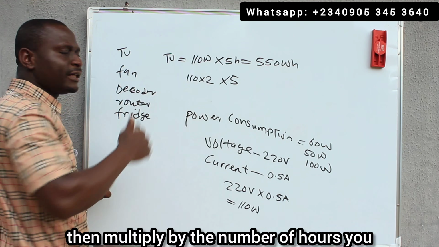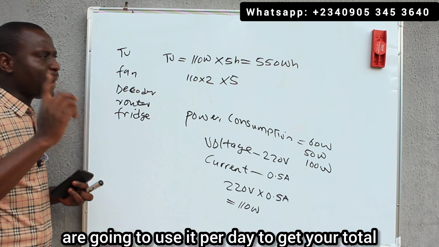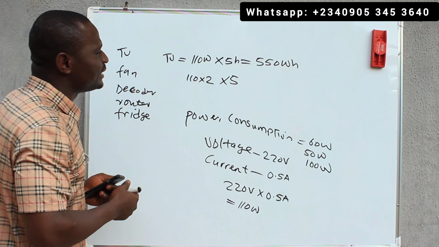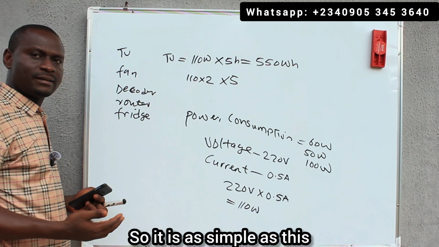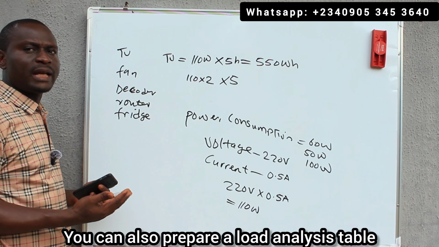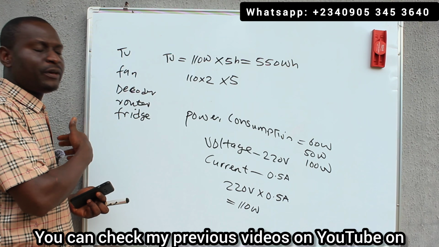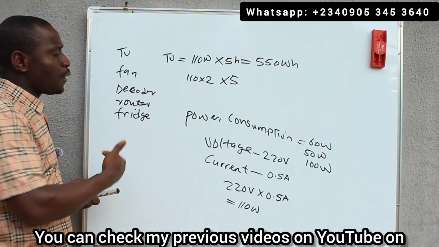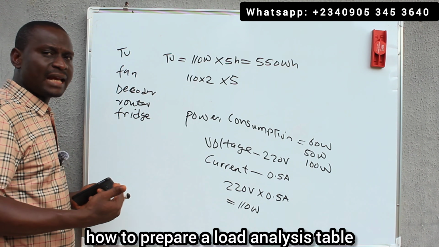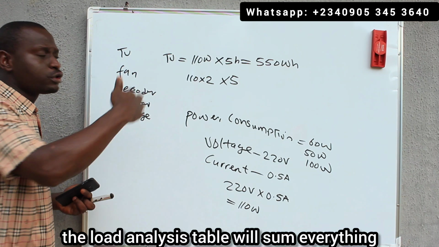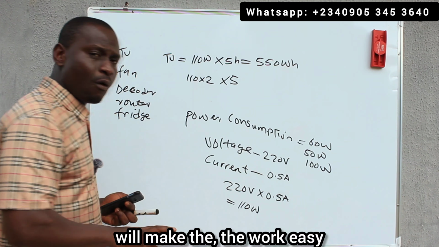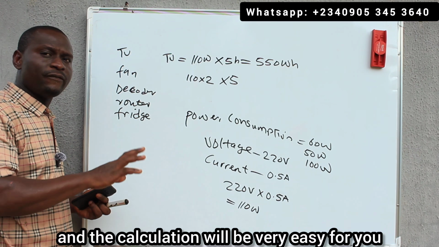Then multiply by the number of hours you are going to use it per day to get your total daily energy consumption. So it is as simple as this. You can also prepare a load analysis table. You can check my previous videos on YouTube on how to prepare a load analysis table. The load analysis table will sum everything, will make the work easy, and the calculation will be very easy for you.